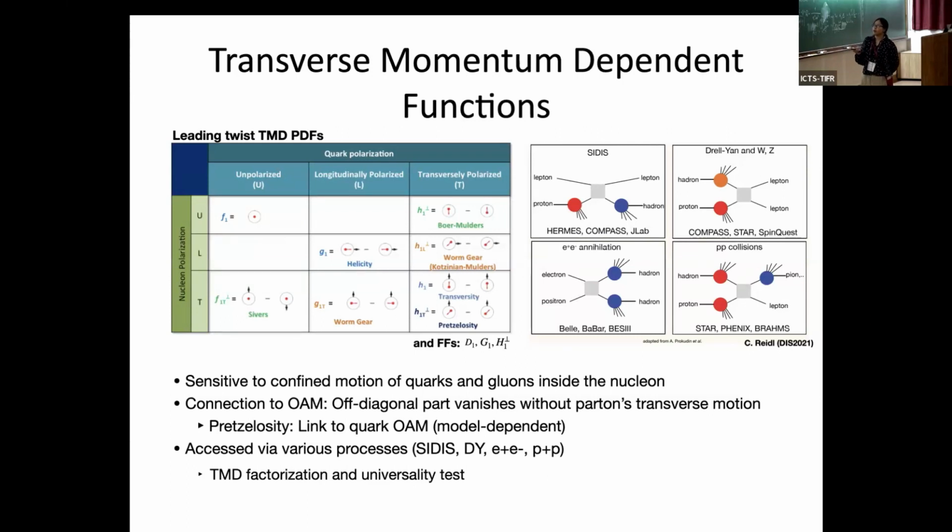So there are several channels through which you can access the TMD experimentally. Here are the observables we are interested in. One is semi-inclusive DIS, and also Drell-Yan or W production, e+e-, or from pp collisions. Having all these different processes, similar to the unpolarized case, really gives you a chance to test how factorization and the concept of universality work.